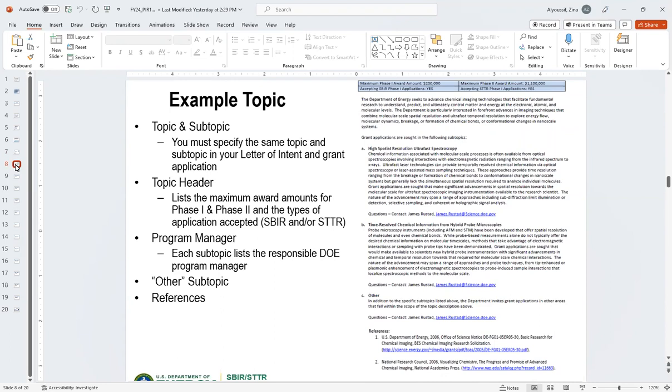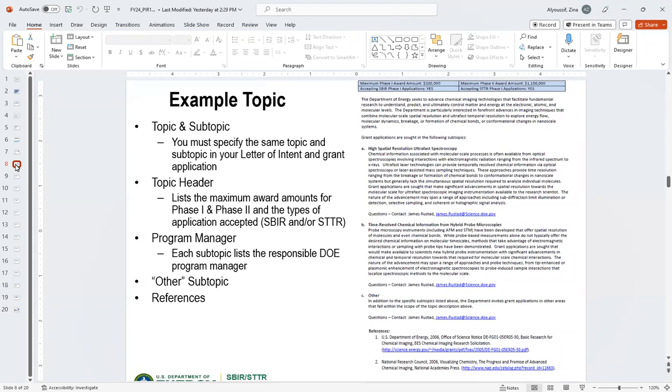So what's a topic look like? Here's an example topic for you. We always have a topic header. That is the blue bar you see below the topic title and above the description. And it gives you important information like if the topic accepts STTR, yes or no, and the maximum award amount for that topic. Not all topics have the same information. They vary by program and by topic as well. So please pay attention to such information.